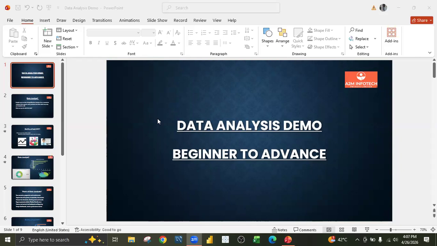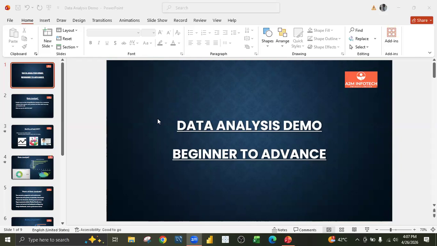Today we are learning about data analysis. Let me start with the data. Data is nothing but information. In any company, whether it is a production-based company, a manufacturing-based company, or any other company, data is generated every day. To handle this huge amount of data, companies hire people called data analysts.